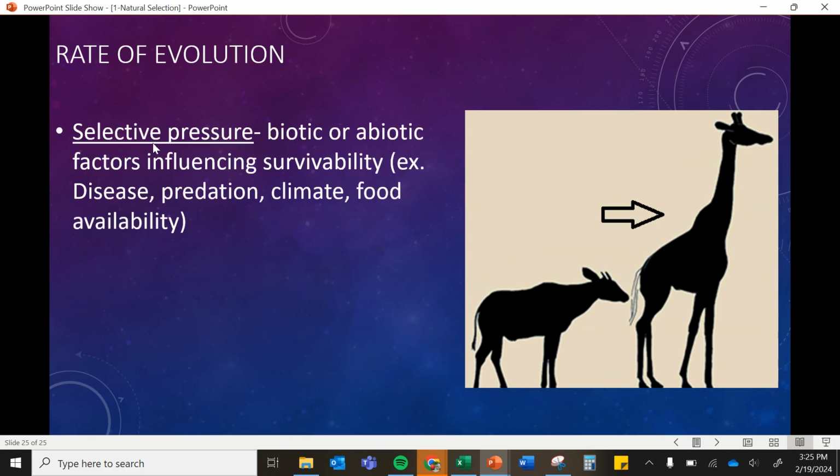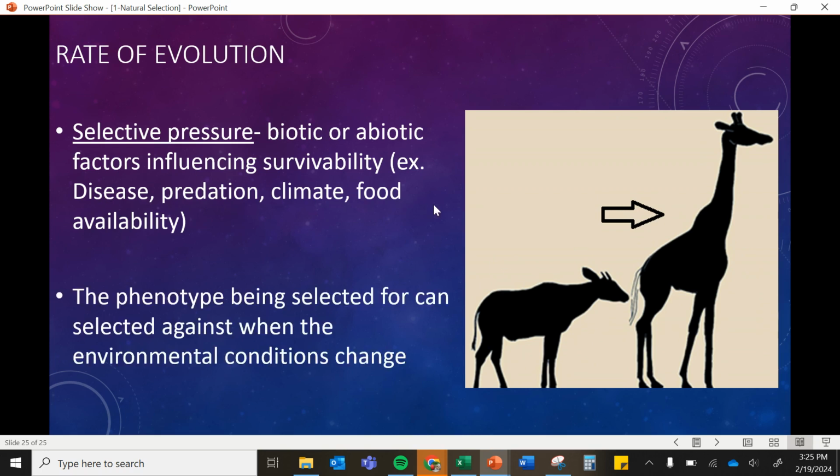This is what we call selective pressure. So selective pressures are those factors in the environment, biotic or abiotic, remember living or non-living, that affect the success of the organisms. It could be disease, predation, climate, food availability, and so on. And the phenotype that's being selected for can be selected against when the environment changes. So sometimes that environment can cause the species to change rapidly. Okay, so that's our intro to natural selection.